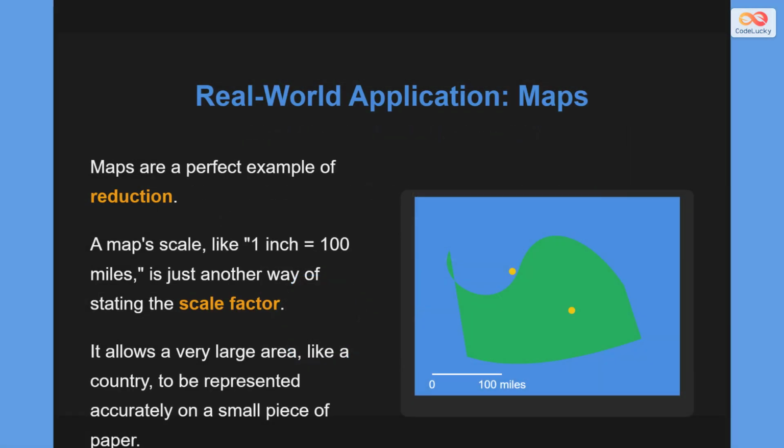Scale factors are used all around us. A great example is a map. A map is a reduction of a much larger geographical area. The scale on a map, which might say something like 1 inch equals 100 miles, is simply expressing a scale factor that allows us to fit an entire country onto a single page.